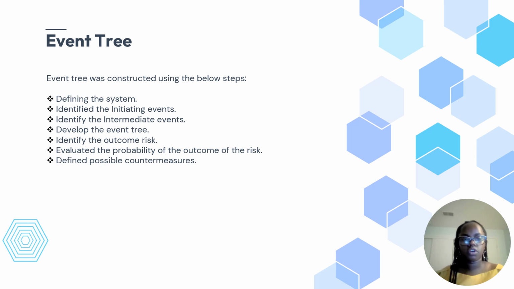The event tree was constructed using the following steps. First, we defined the system. We identified the initiating events, then the intermediate events. Then we developed the event tree. Once we did that, we identified the outcome risk related to system unavailability in the data center. Then we evaluated the probability of the outcome, and then we defined the possible countermeasures.